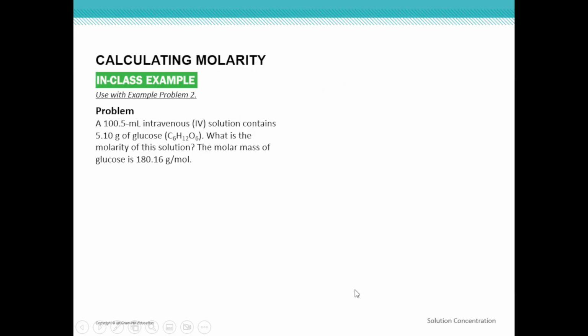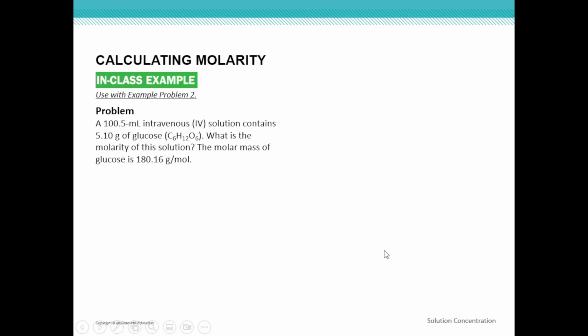Here is another example problem. A 100.5 milliliter IV solution contains 5.10 grams of glucose. What is the molarity of the solution? The molar mass of glucose is 180.16 grams per mole. So our approach to these problems is to first write your givens and then establish what equation you're going to use.